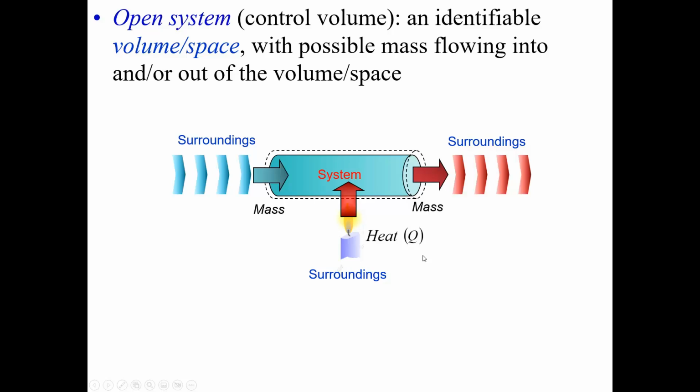As we will learn later on, when mass flows into the system or out of the system, in fact some work transfer also happens at the inlet and at the outlet. Such work transfers are so-called flow works. So work transfers are also possible for an open system. So unlike the closed system, an open system in fact can have all three interactions with its surroundings. On the other hand, a closed system can only have heat transfer and work transfer with its surroundings, but it cannot have mass transfer.